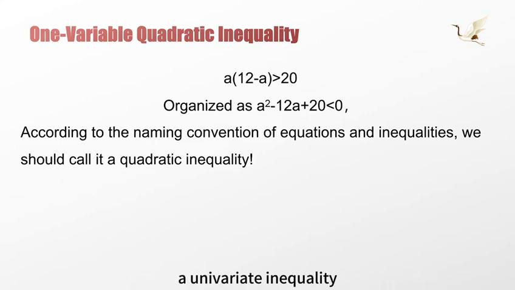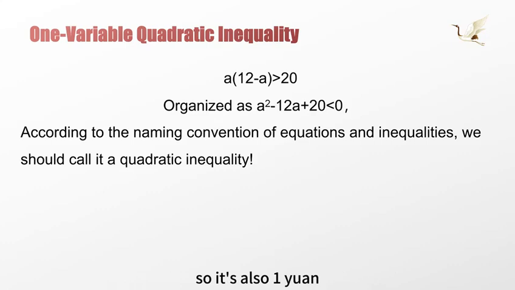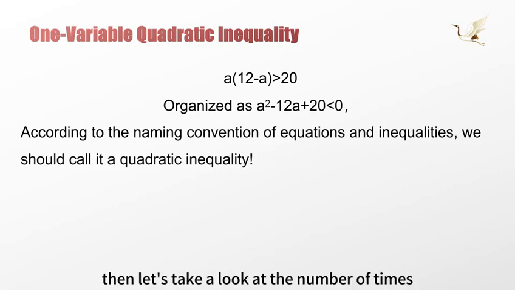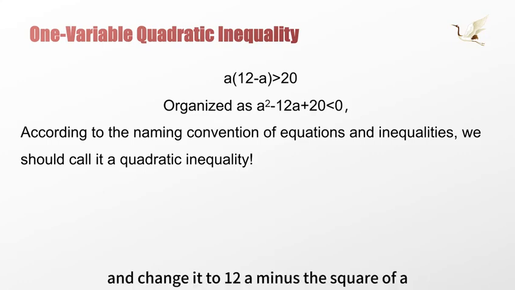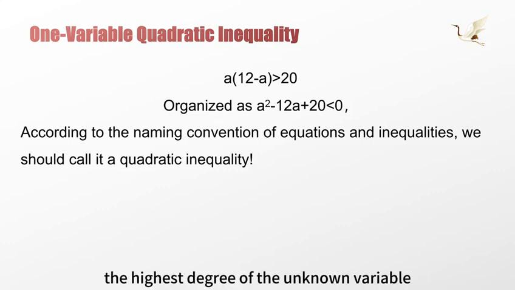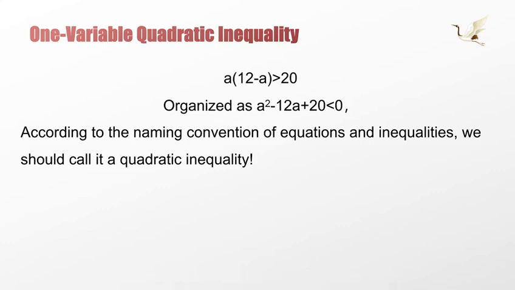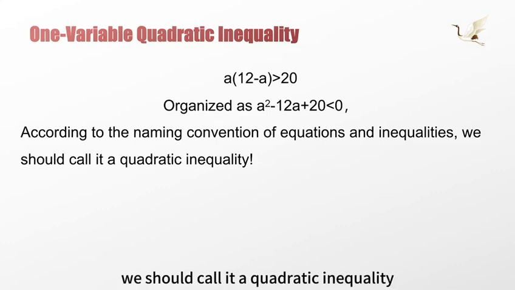A univariate inequality only contains one unknown variable, so we call it univariate. Let's take a look at the form of this inequality. Does it only contain one unknown variable a? So it's also univariate. Then let's take a look at the degree. Remove the parentheses from the left side and it becomes 12a minus the square of a. Then move the left side to the right so that the coefficient of the square of a becomes positive: the square of a minus 12a plus 20 is less than 0. The highest degree of the unknown variable a is the square of a, with a degree of 2. Therefore, according to the naming convention of equations and inequalities, we should call it a quadratic inequality.